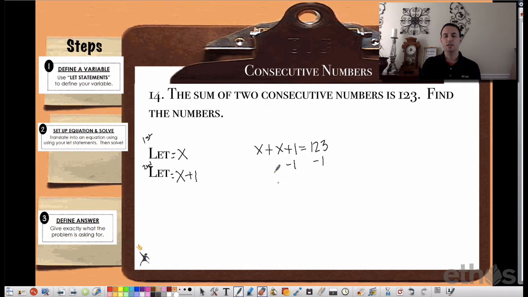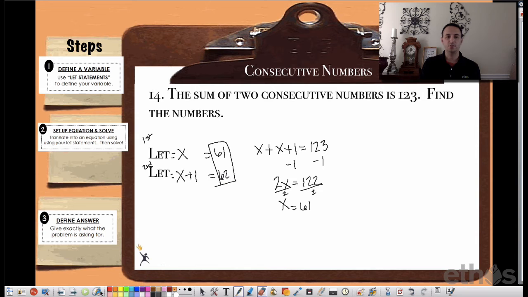Subtract 1 from both sides. I'll combine at the same time: 2x is equal to 122. If I divide everything by 2, x is going to give me 61. So x is equal to 61, and the next number past that, the second number, is 62. And there we go.